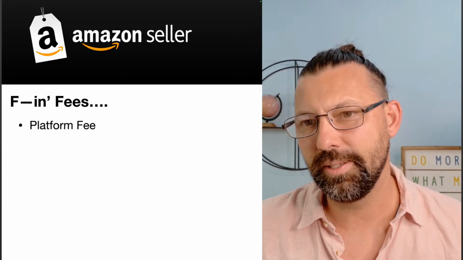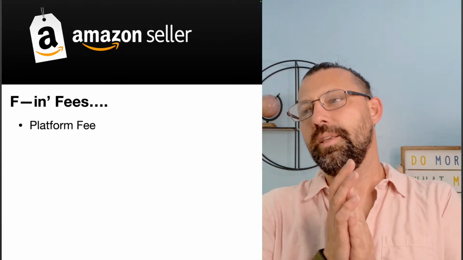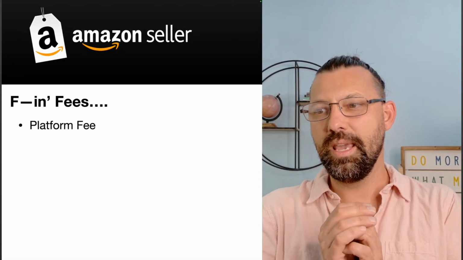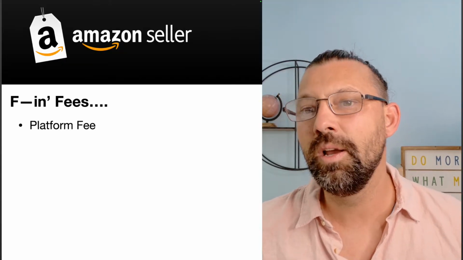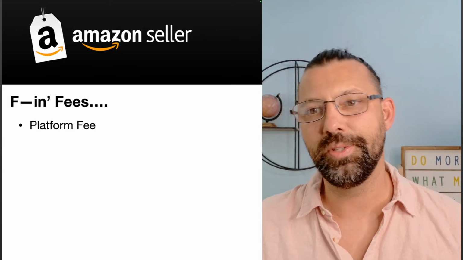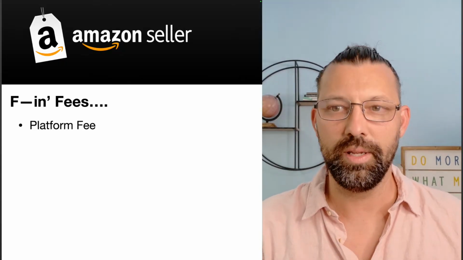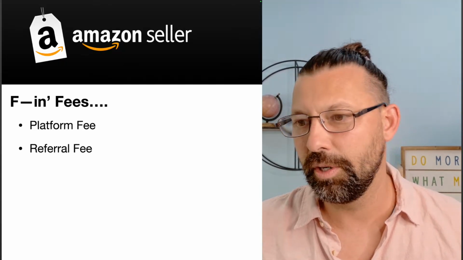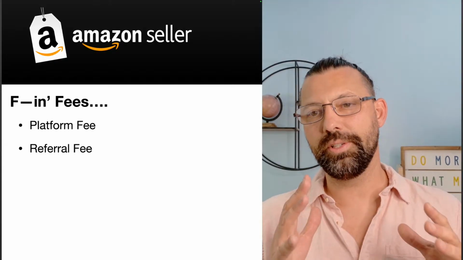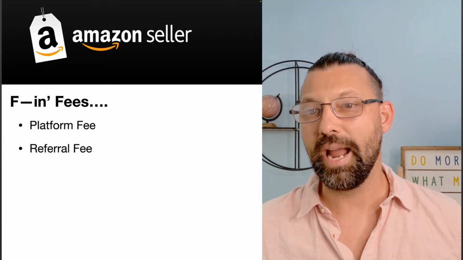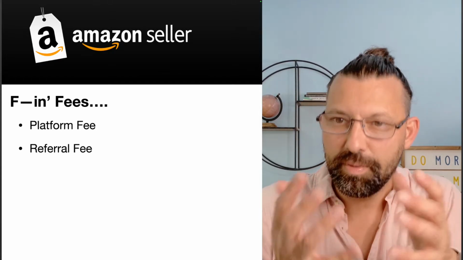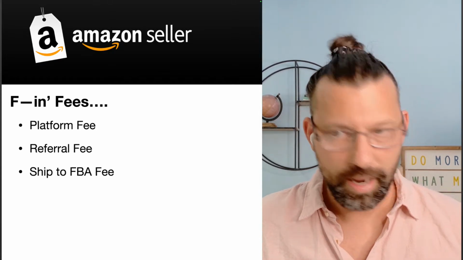There is a lot of fees. There's a platform fee. This is a fee that you pay whether you sell something or not. It's $39.99, or you could pay it on a per sale basis if you're having really small sales. There's a referral fee. This is the cost that Amazon actually takes out of your product for selling it. You're getting the privilege to sell on Amazon.